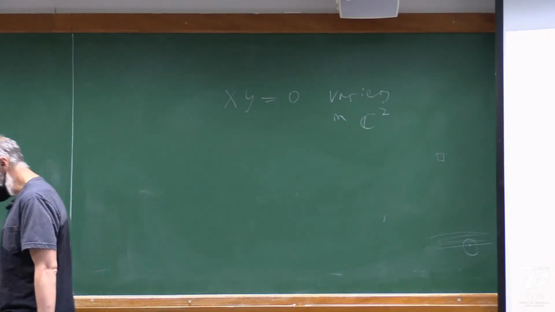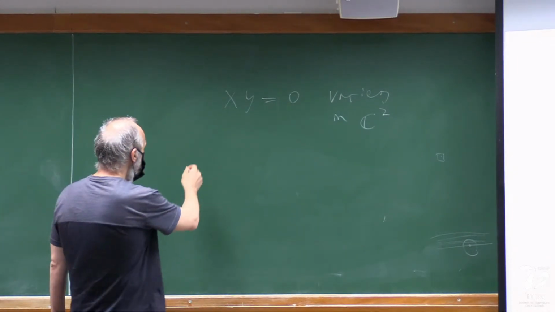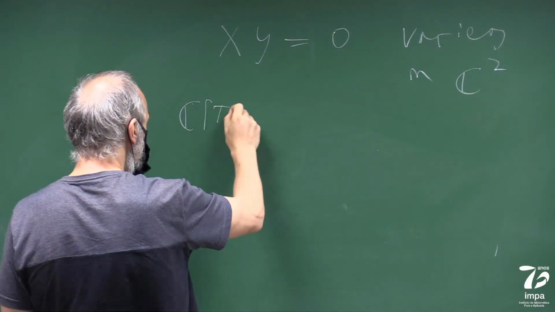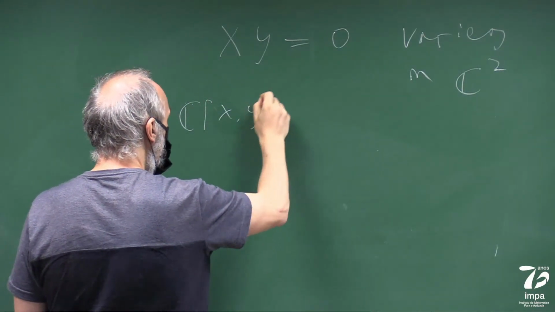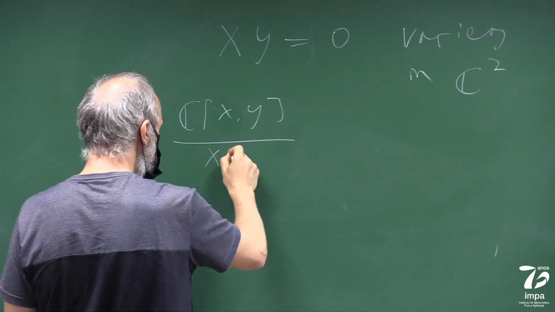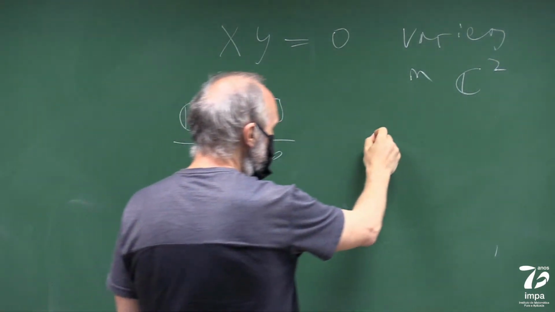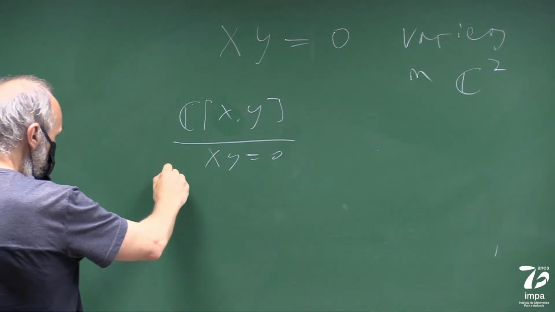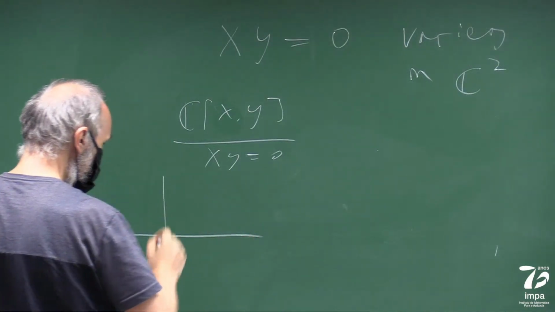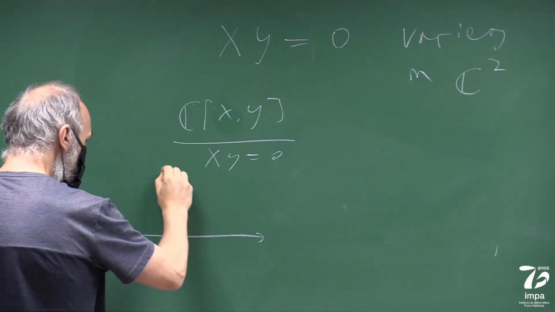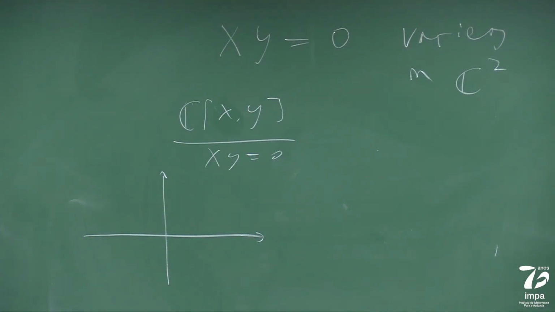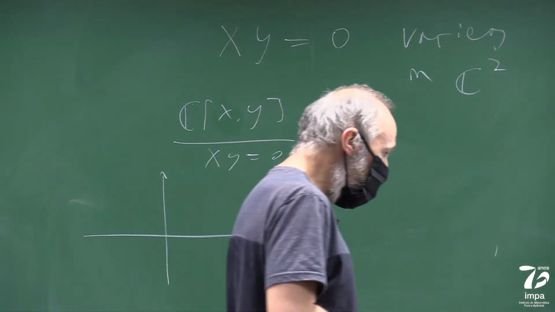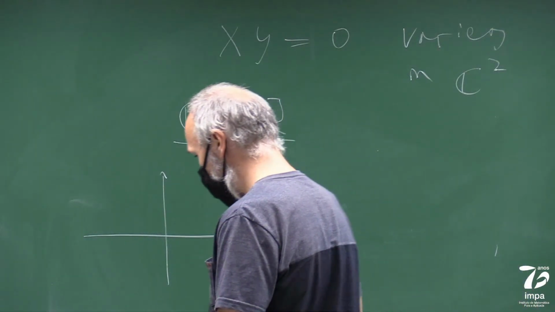It has zero divisors. The corresponding ring is polynomials quotient by xy = 0, so x and y are zero divisors. And moreover, the corresponding set is just a cross. You have two lines inside C², and this is a union of these two lines. These two lines are called the reducible components.